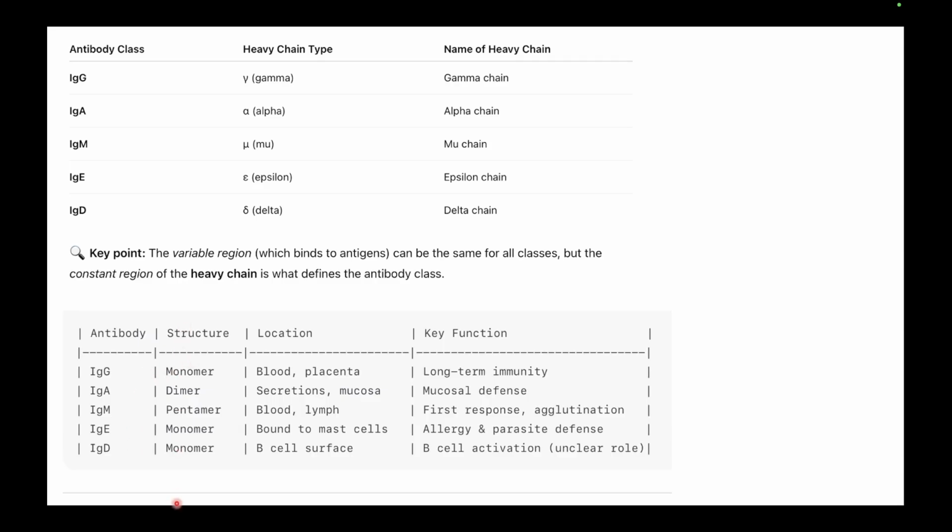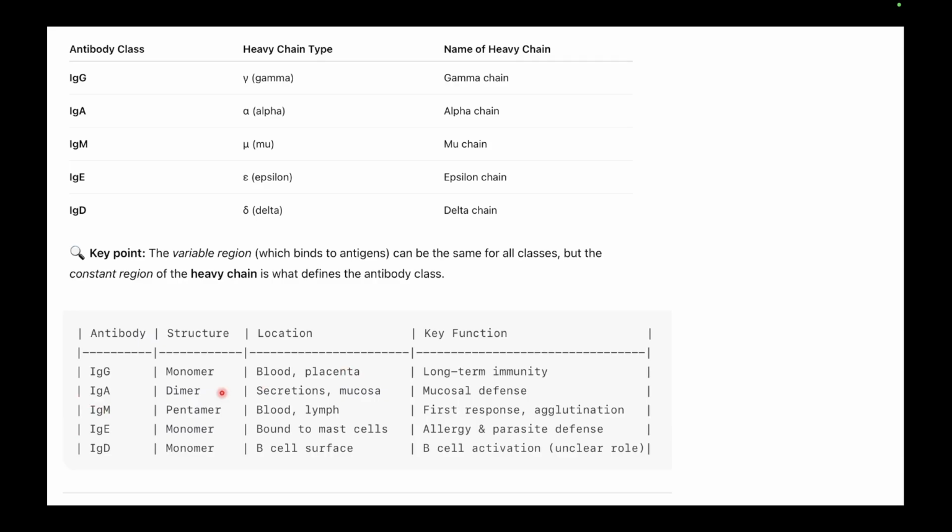So how are they structured? There are different structures. IgG remains as a monomer. It is present in blood and placenta, and it provides long-term immunity. Okay, present in blood and placenta. This is the only antibody which can cross the placental barrier.